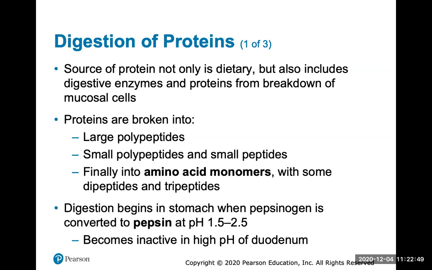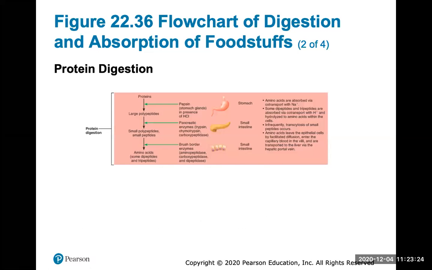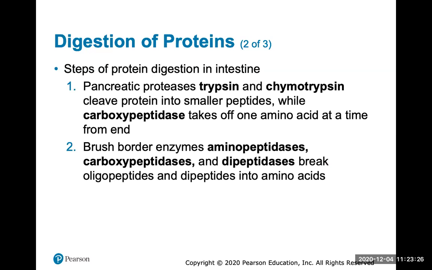The digestion of proteins: the source of protein not only is dietary, but also includes digestive enzymes and proteins from the breakdown of mucosal cells. Proteins are broken down into large polypeptides, and then finally, eventually into their amino acid monomers, which is again the single chemical kind of molecule. Digestion begins in the stomach when pepsinogen is converted to pepsin at a pH of about 1 to 2, and it becomes inactive in the high pH of the duodenum. So pepsin is only active at low pHs in the stomach, and pepsin is important for protein digestion.